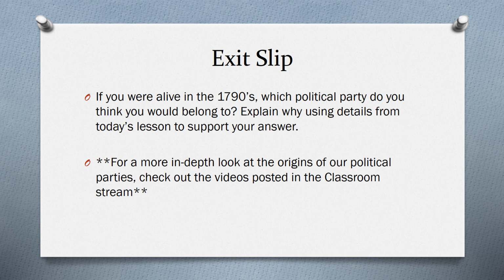If you want more information or a more in-depth look at some of the things that occurred during Washington's presidency and the rise of political parties, I advise you to go to the stream and classroom and check it out. There are 2 good videos in there. One of them's from Crash Course where he goes into a little bit more detail. And the other one's kind of like what we just talked about, and they do a compare and contrast of the 2 political parties. And you can use those if you want to help answer your exit slip question.